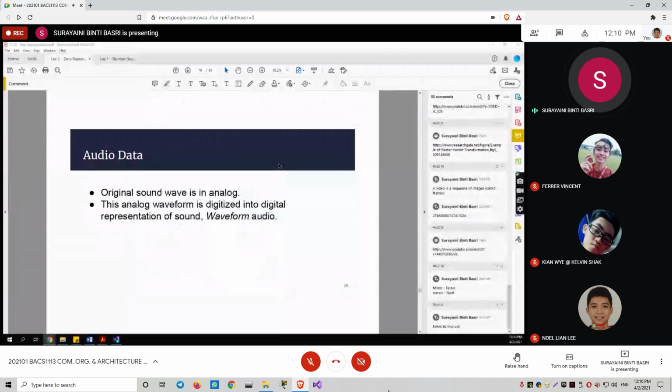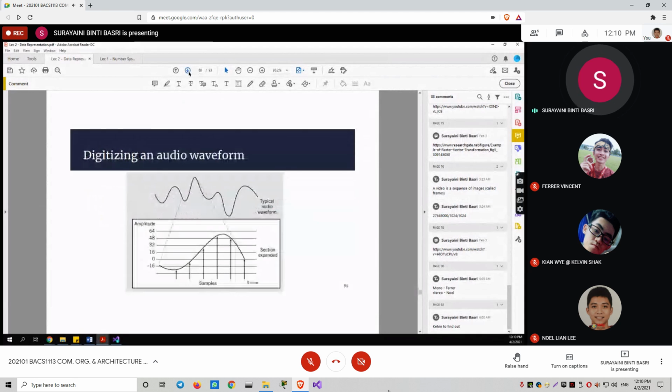So the audio data, the original sound, which is our original audio, is in analog. This analog will be transformed and digitized into a digital representation of sound. We call it waveform. So the digital representation of sound, we call it waveform audio.